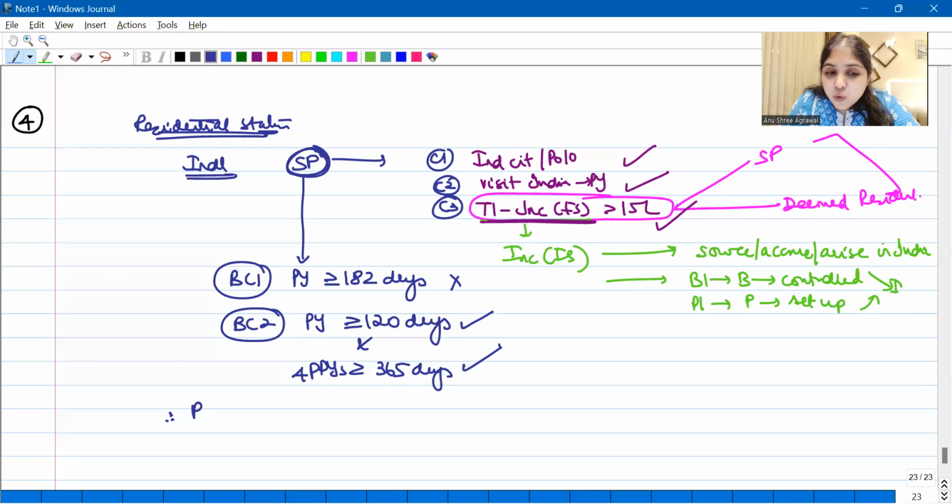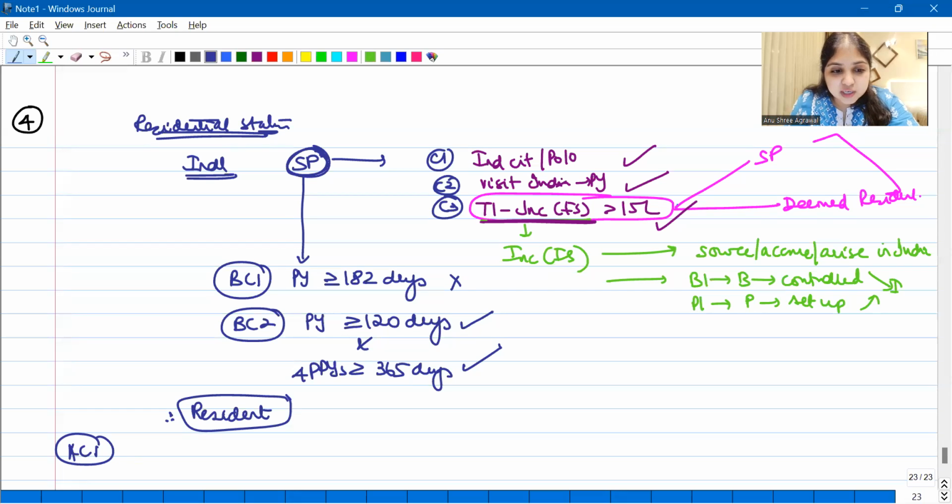So therefore, as of now, what can I conclude? I can conclude that this assessee is a resident. Now, because this assessee is a resident, tell me, how many additional conditions will I check? I will check 2 additional conditions, right? No, I'll check 3 additional conditions. Special provision. Therefore, I'll check 3 additional conditions.